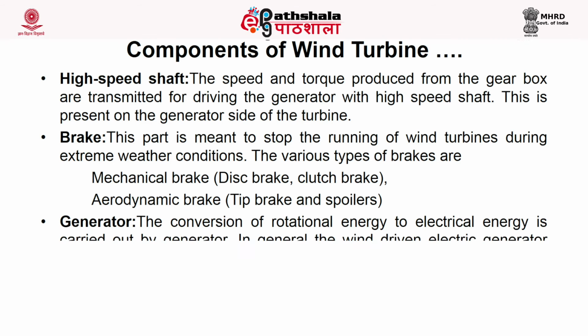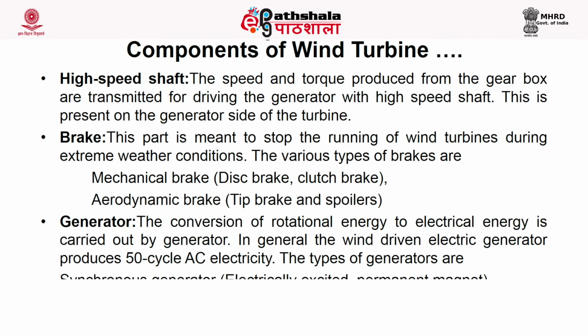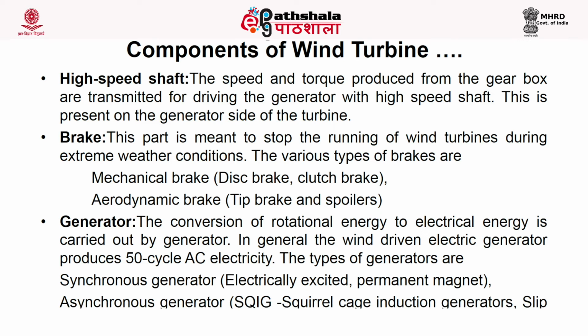Another component is the generator. The conversion of rotational energy to electrical energy is carried out by the generator. In general, the wind-driven electric generator produces 50 cycle AC electricity. And the types of generators are synchronous and asynchronous. Electrically excited and permanent magnet are synchronous generators, while squirrel cage induction generators and slip ring are the asynchronous generators.